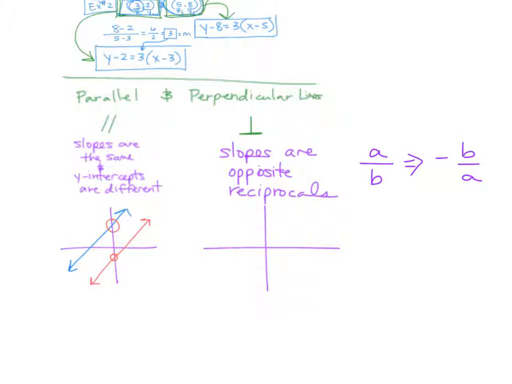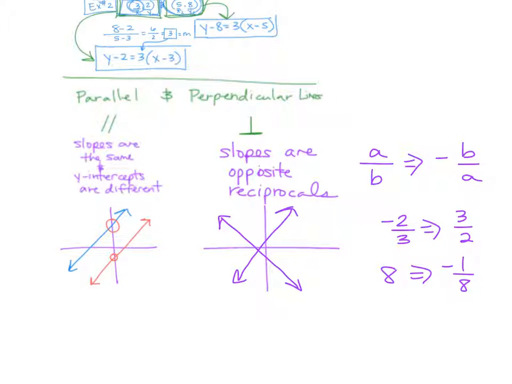If my slope was a negative 2/3, for instance, what's the slope of the line perpendicular to it? Positive 3 over 2. If my slope was 8, what's the slope of the line perpendicular to it? Negative 1 over 8. Okay? So it's going to look something like this, where you have a 90-degree angle. Okay, that's perpendicular. Questions on that?